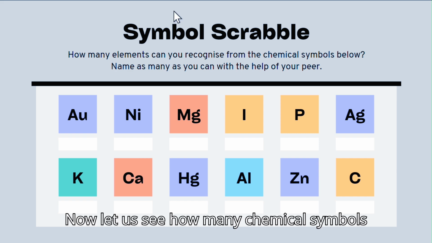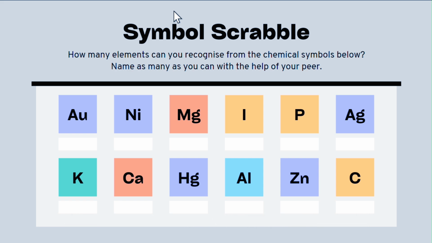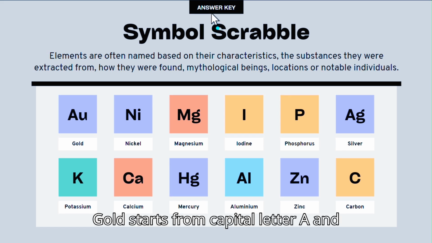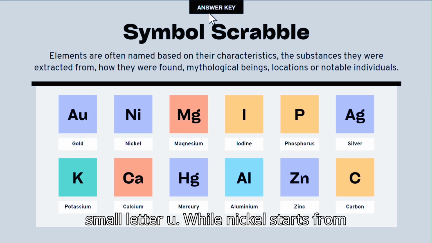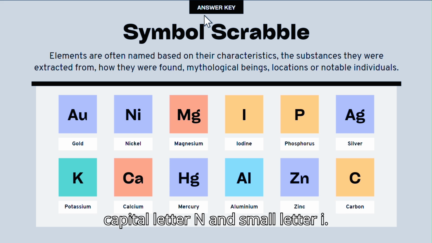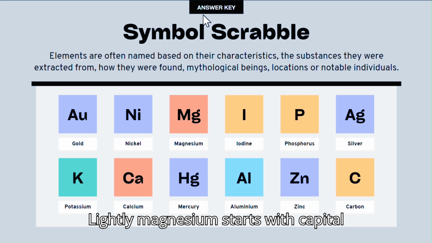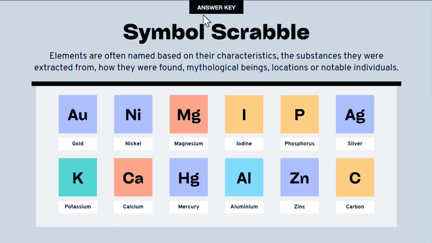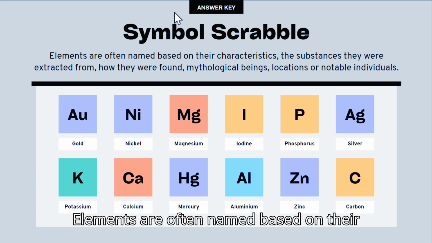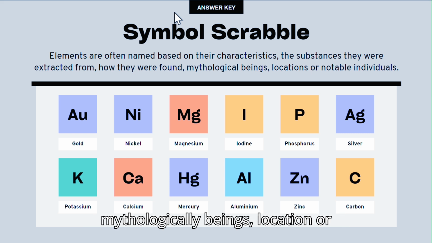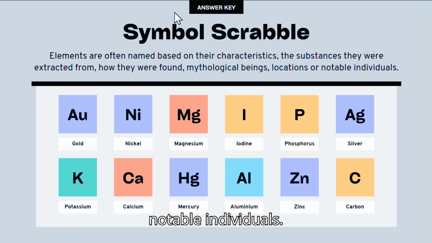Now let us see how many chemical symbols you could recognize. Gold starts with capital letter A and small letter u, while nickel starts with capital letter N and small letter i. Likewise, magnesium starts with capital letter M and small letter g. Elements are often named based on their characteristics, the substance they were extracted from, how they were found, mythological beings, location, or notable individuals.